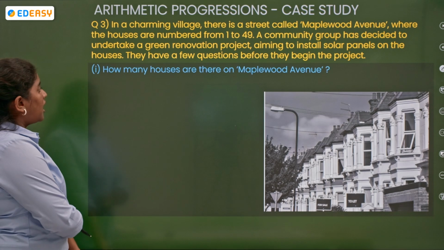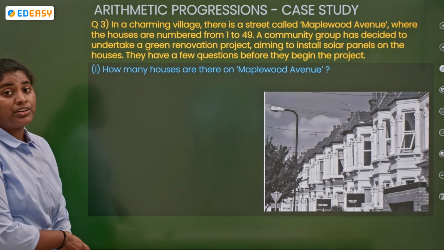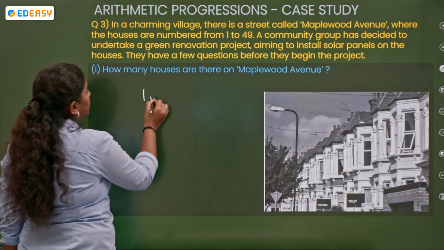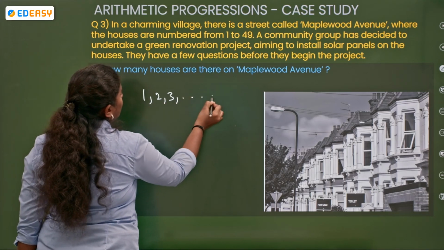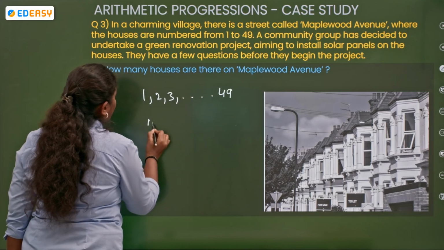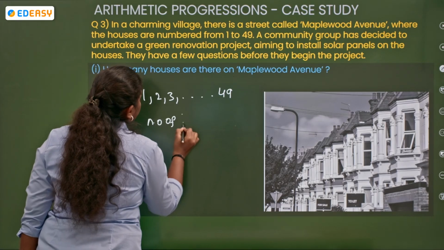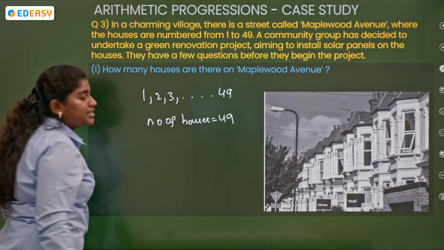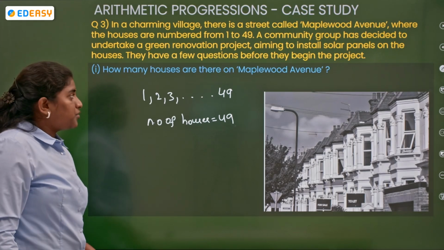Coming to the first one, how many houses are there on Maplewood Avenue? We need to find the number of houses. And here they numbered from 1, 2, 3 and so on till 49. So what is the number of houses? So number of houses is equal to 49. Right? Simple. Now moving to the next.